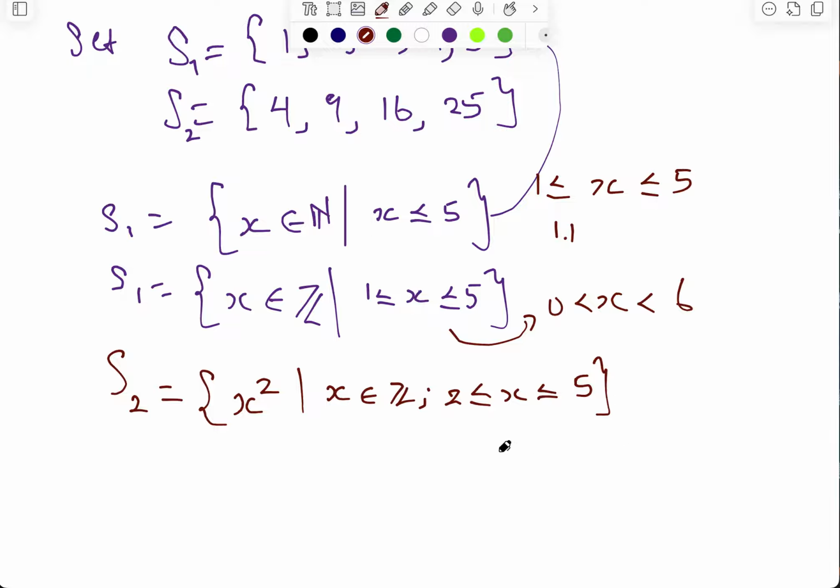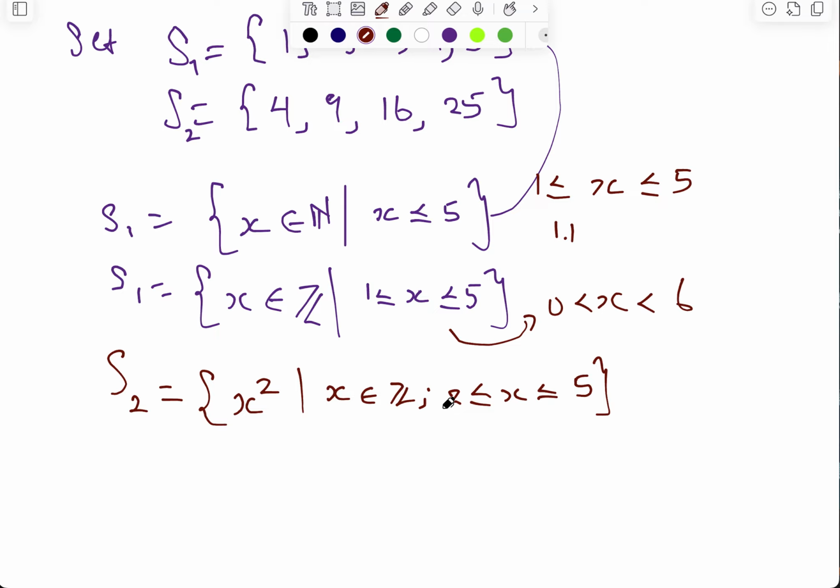So look at what I've just defined in this place. I'm saying that set 2 contains anything x squared. But this x squared, I'm describing it such that number 1, it's an integer. And number 2, 2 is less than or equal to x less than or equal to 5. So all I just need to do is always pick numbers from here. So I'll pick 2, I'll square it. I'll pick 3, I'll square it.